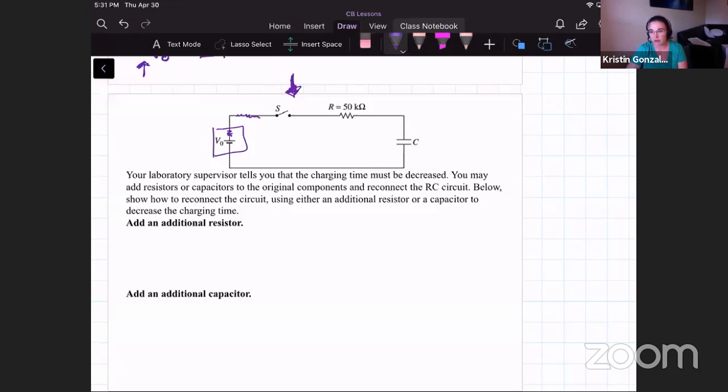So let's look at it both ways. How could I change this circuit only by adding resistors to decrease the charging time? And then how could I change this circuit only adding capacitors that would decrease the charging time? Again, I'm going to give you just a few moments here to write out what you think.